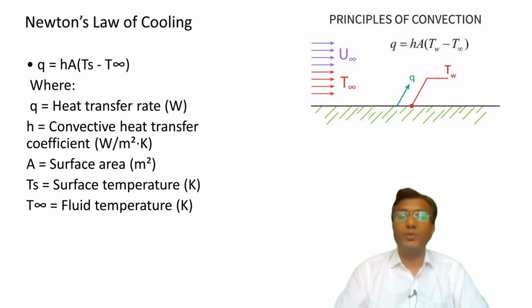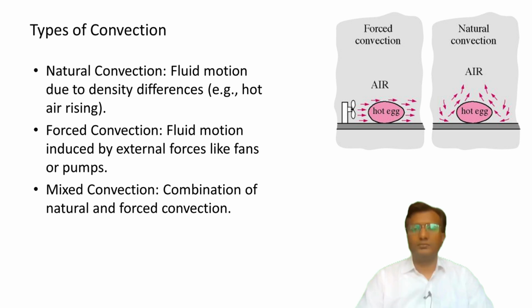Next, we will explore the different types of convection. Convection comes in three main types: natural convection, forced convection, and mixed convection. Natural convection occurs when fluid motion is driven by density differences due to temperature variations. For example, when you boil an egg, hot water rises because it is less dense, which creates a circulation.